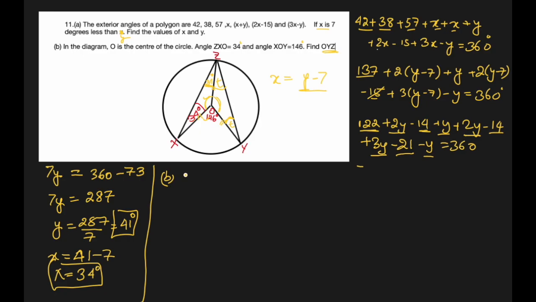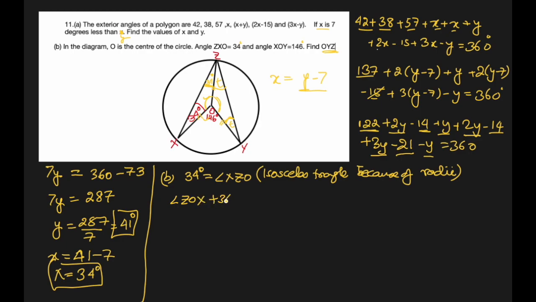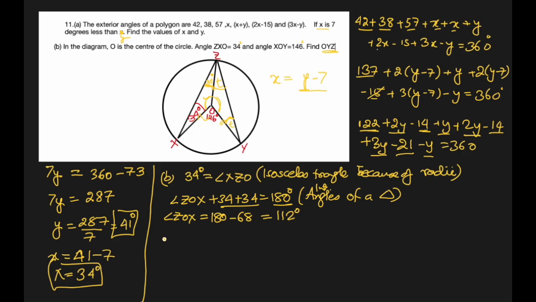B part. So 34 degrees angle is equal to angle XZO, isosceles triangle because of radii. Okay, so this is 34. So angle ZOX plus 34 will be 180 degrees, the interior angles of a triangle. So angle ZOX will be 180 minus 68, which is 112 degrees.